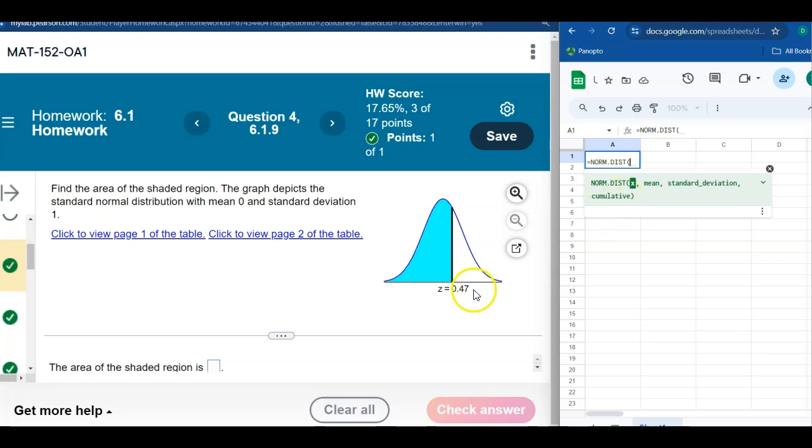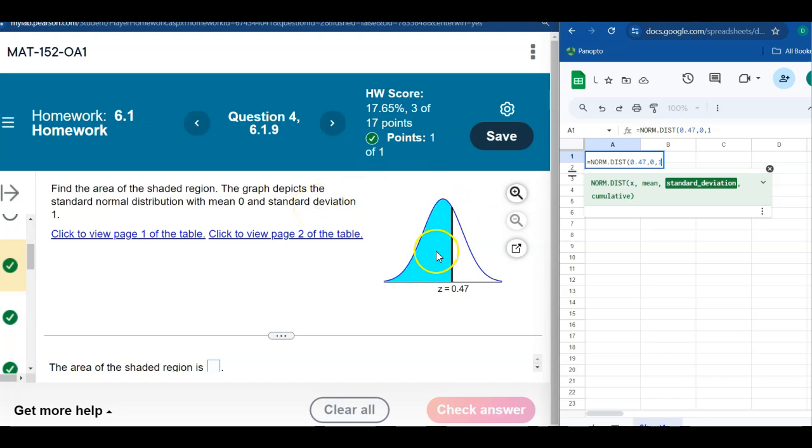So when you see these problems, this is going to be your value, the z-score that they give you. So 0.47, and then comma the mean, because it's the standard normal distribution, the mean is 0, the standard deviation is 1. It's telling me this now. It's not going to tell me this as I go through the homework set and go deeper and deeper into these problems. So you're going to need to know for standard normal the mean is 0, the standard deviation is 1.